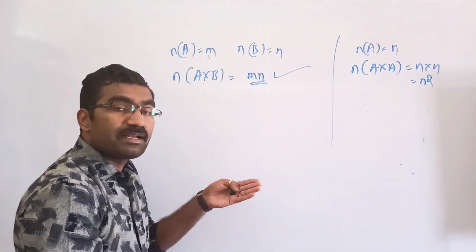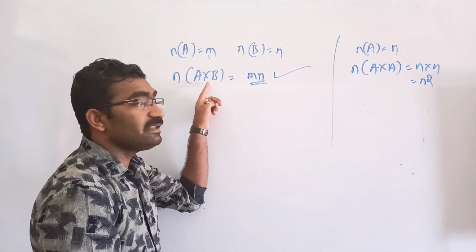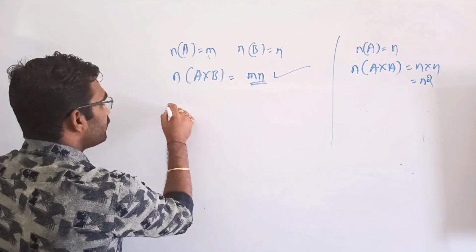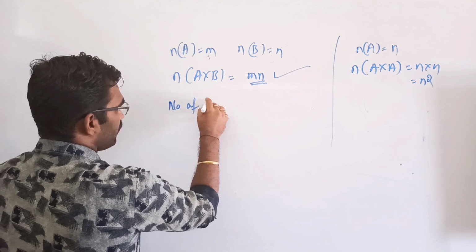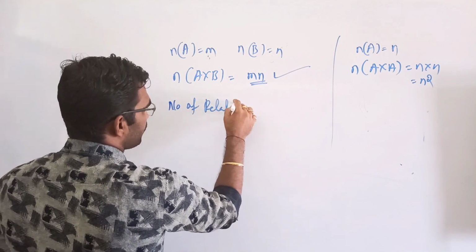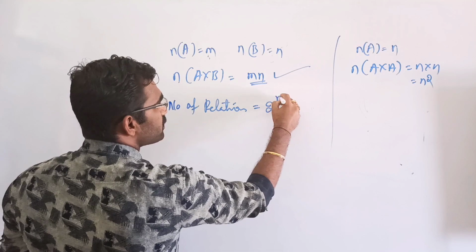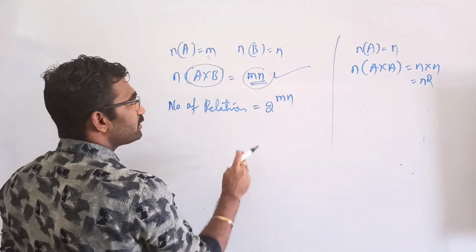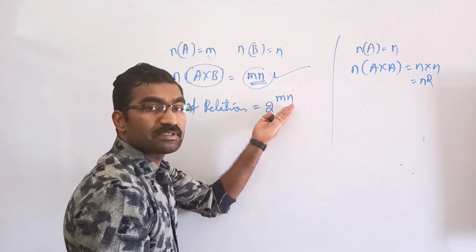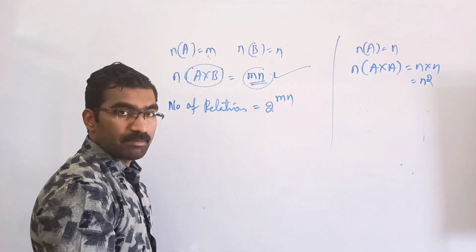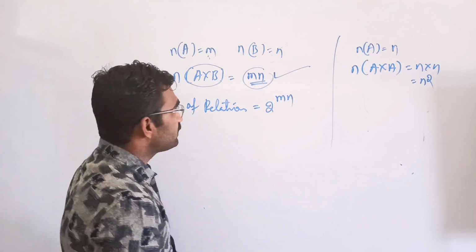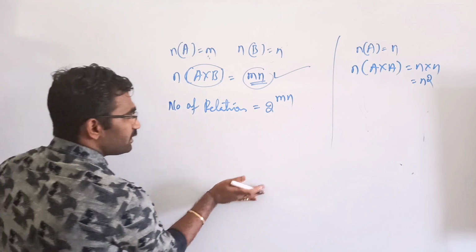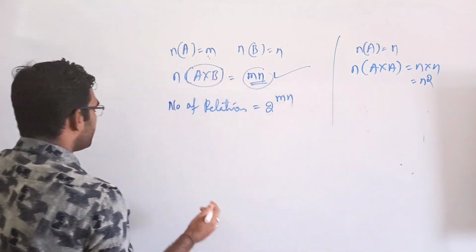Then how many relations can be defined means how many subsets there are for this; that many relations we can define. So the number of relations is 2 raised to m into n. Why? Because the number of elements present in the set is mn, therefore the number of subsets is 2 raised to the same, that is 2 raised to mn. This is about the number of relations. There are types which are discussed in second PUC.